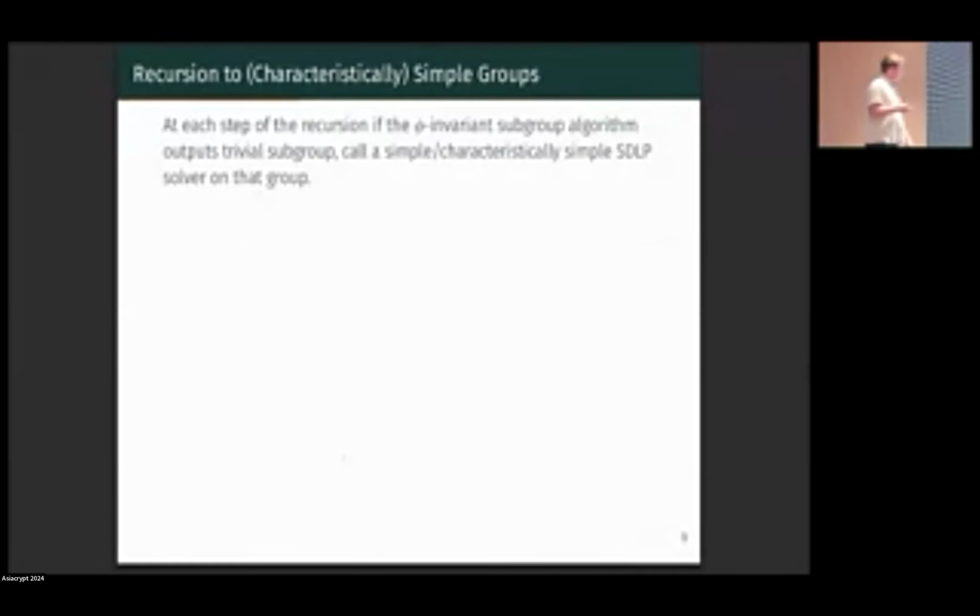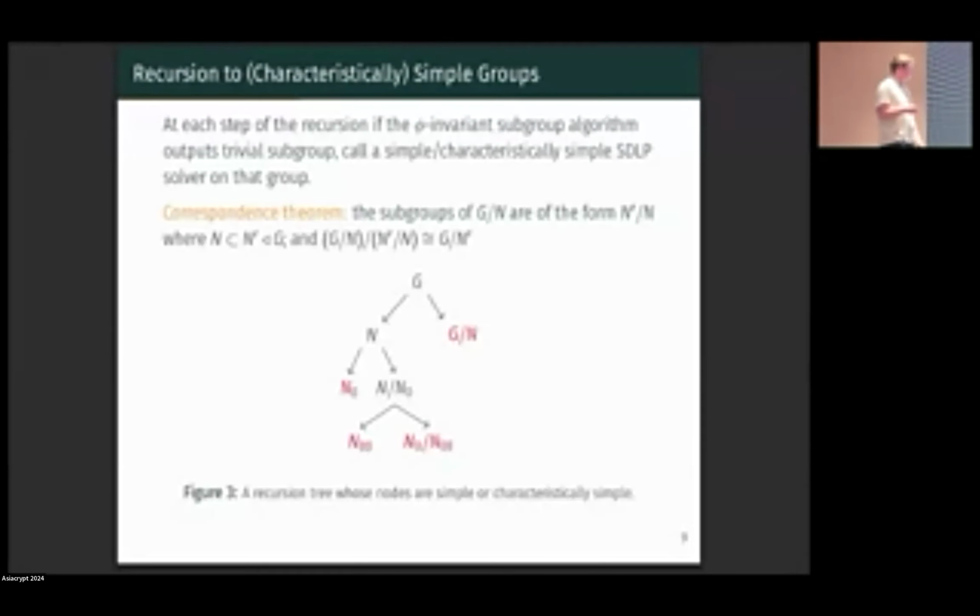So the final thing to check is that this recursion terminates. The reason this recursion terminates is because of the correspondence theorem, which tells you about the subgroups of quotients. So the subgroups of quotients are those that are trapped between the two factors, basically. And so this procedure has to terminate, has to output finitely many instances of SDLP in either a simple group or a characteristically simple group, which again you could just think of as outputting instances in a simple group, because otherwise you'd have a way of describing infinitely many distinct normal subgroups of a finite group, which of course can't happen.